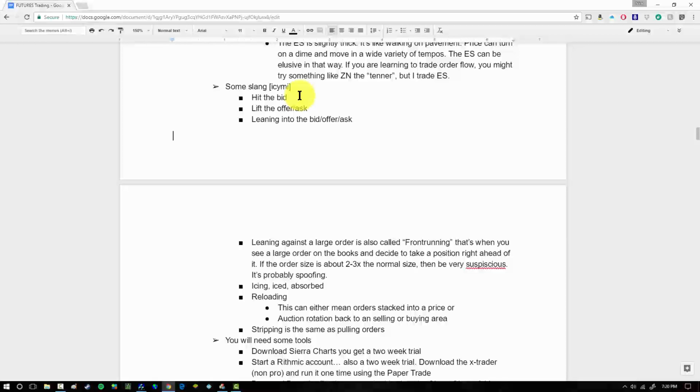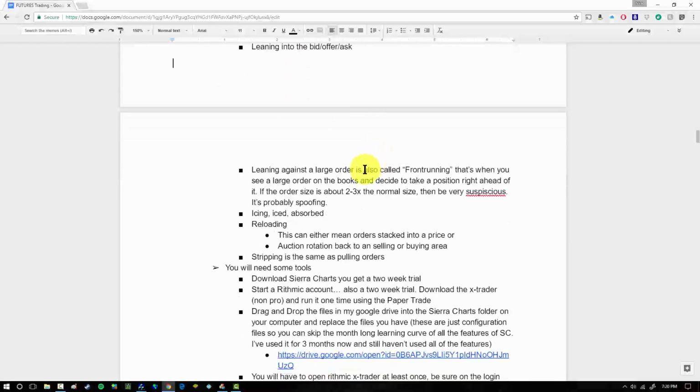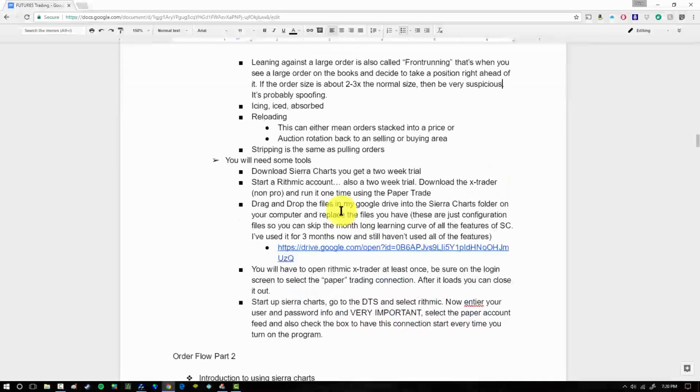Leaning against that, though, you could have leaning against the order. That's also known as front running. That's when you see a large order on the books and you decide to take a position right ahead of it. If the order size is about 2 to 3 times the normal size, then be very suspicious. It's probably spoofing.